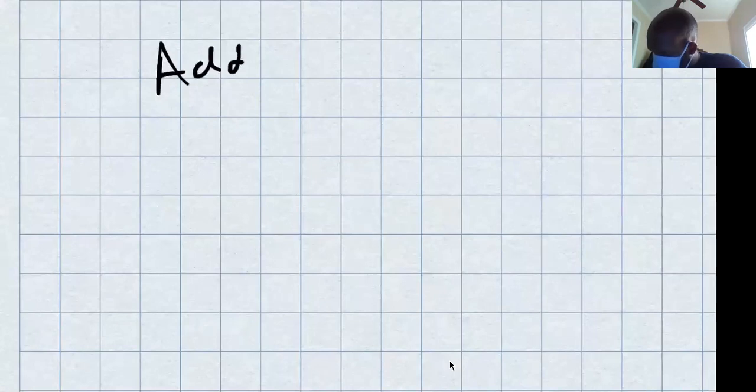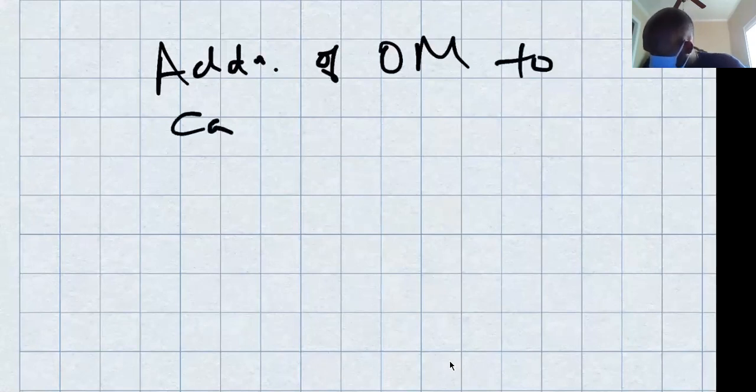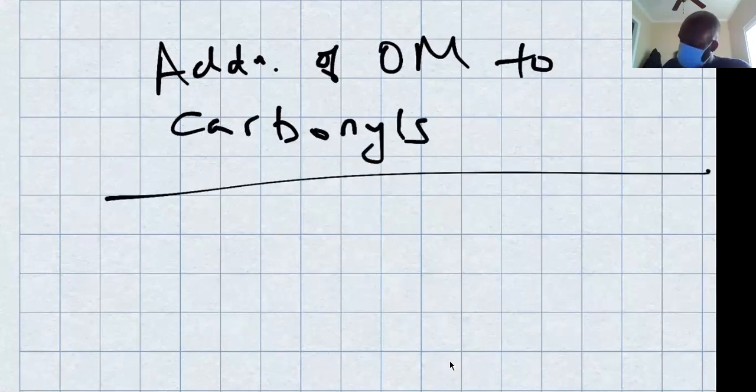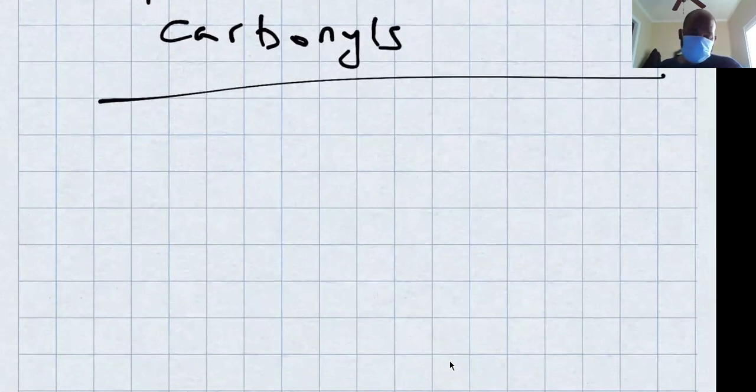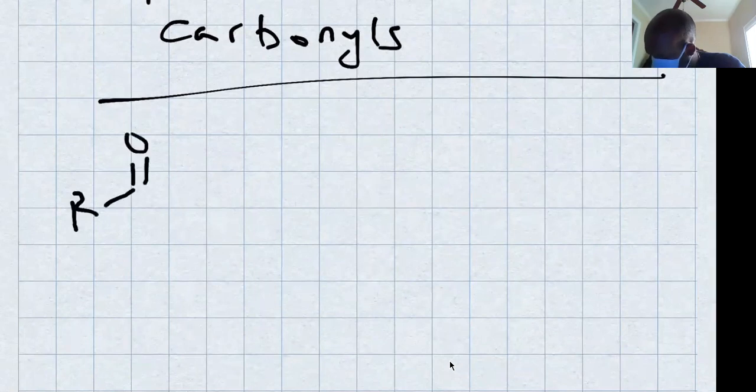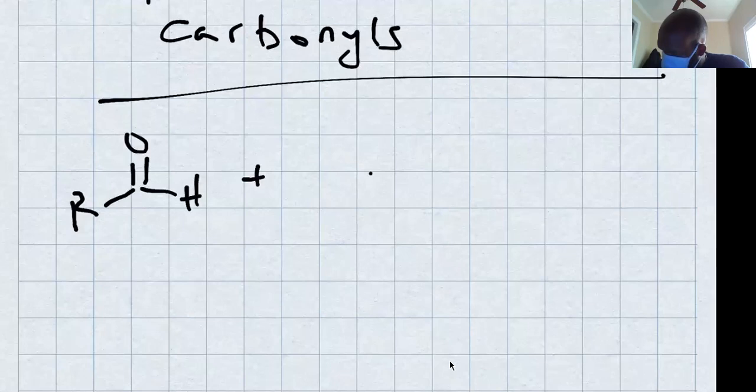All right. So let's talk about that real quick. So addition of, I'm just going to abbreviate that, organometallics to carbonyls. Right. So in a generic sense, if I take an aldehyde like this plus, let's say, a Grignard, and let me write this a different way because I want to make a point about the order of addition.